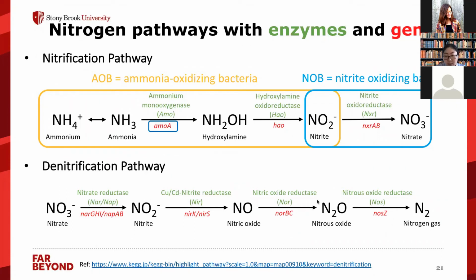And in the denitrification process, nitrite to nitric oxide reduction is catalyzed by two functionally equivalent types of nitrite reductases. One is the copper-containing enzyme, encoded by nirK. The other is a cytochrome cd1 enzyme, encoded by nirS. These two genes are commonly used as nitrite reduction markers to study the denitrifying bacterial community.